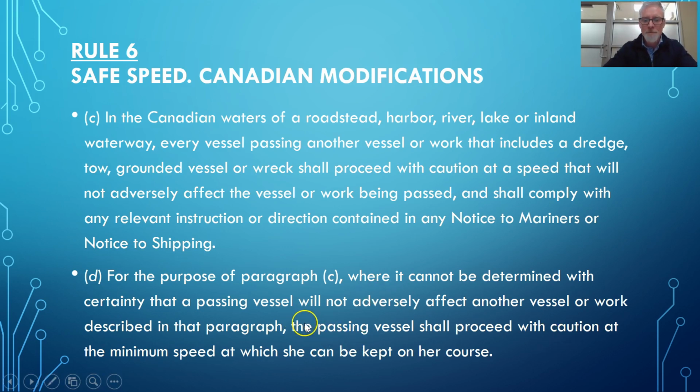Very important. Remember this last sentence, okay? The passing vessel shall proceed with caution at a minimum speed at which she can be kept on course. What's the sense of slowing down to the point where now you can't hold your heading? Now you're not in control anymore of where this vessel is going. You're not under command. But if you cannot determine if you're going to affect this vessel or the work that this vessel is doing, slow down. Proceed with caution at a minimum speed at which you can be kept on your course.